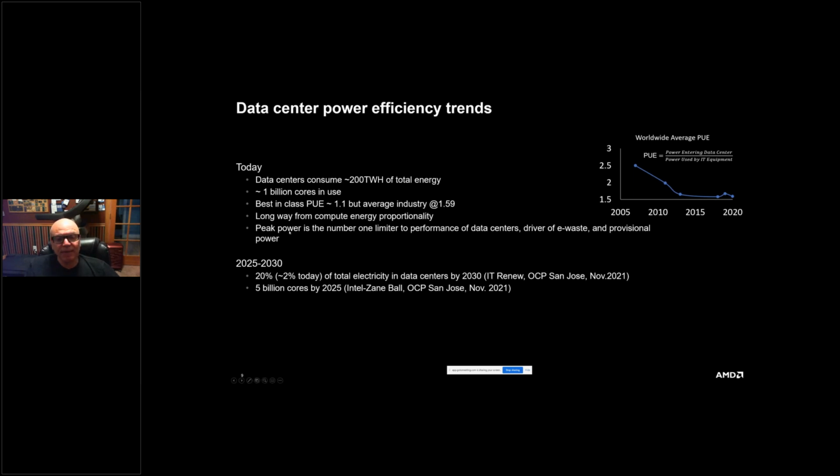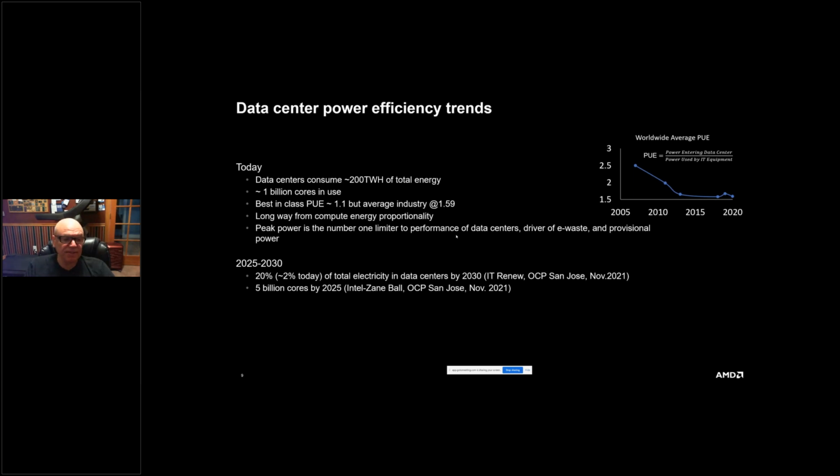Another fact: peak power is the number one limiter to performance in data centers, because the average power is actually quite a bit less than the peak power. But there are those very small moments, sometimes seconds, maybe a minute, where the power is very, very high, and you have to build the hardware for that peak power. So managing that peak power is very key to reducing hardware and for the sustainability of data centers. We'll talk about that as well.